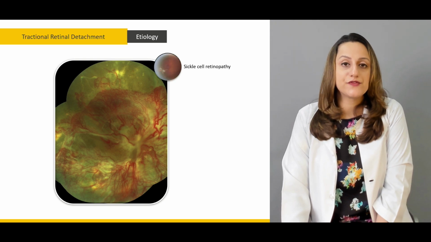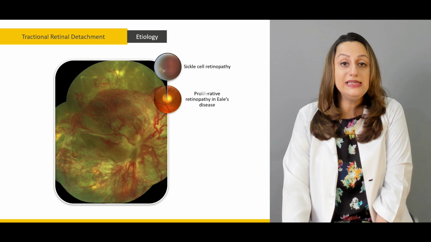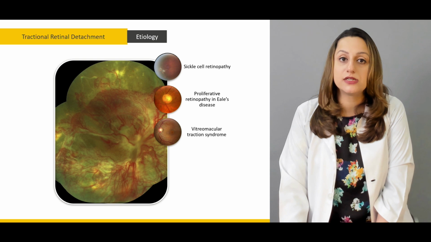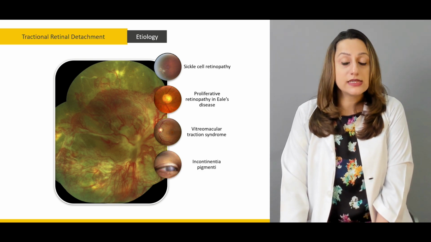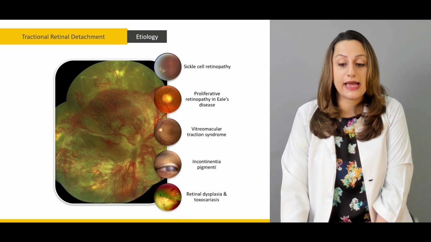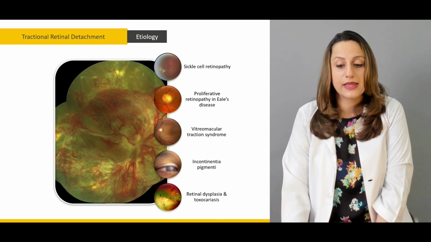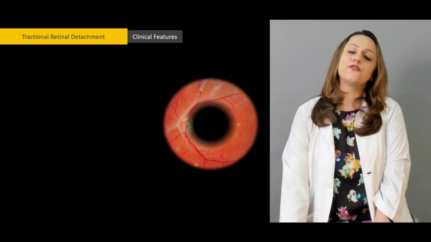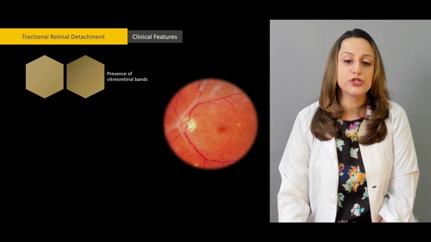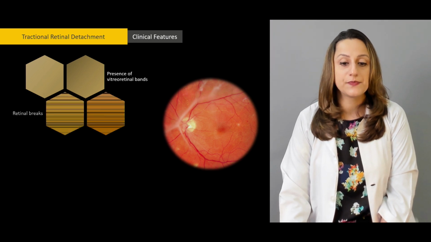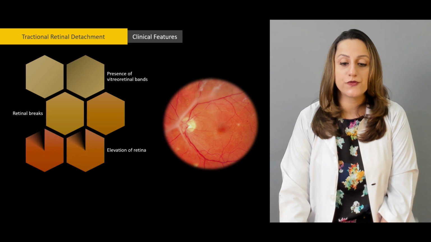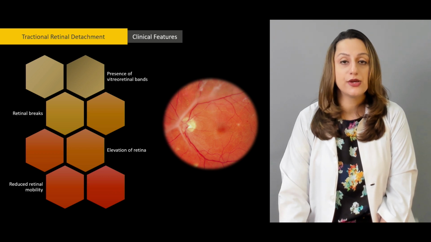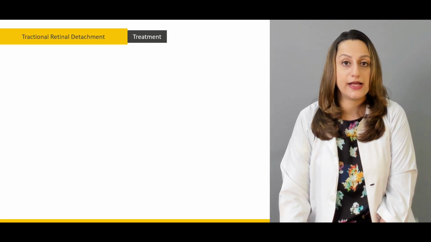Then finally, we can have the sickle cell retinopathy. We have the Eales disease, that is a proliferative retinopathy, vitreomacular traction syndrome. Incontinentia pigmenti is one of the conditions, and then we have the retinal dysplasias and the toxocariasis in these conditions. The clinical features for this kind of tractional retinal detachment would include the presence of the vitreoretinal bands. The retinal breaks are to be looked for, the elevation of the retina, and then finally we have to look for any reduced retinal mobility that is observed on ophthalmoscopy.